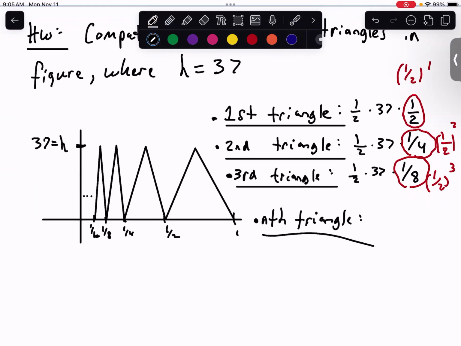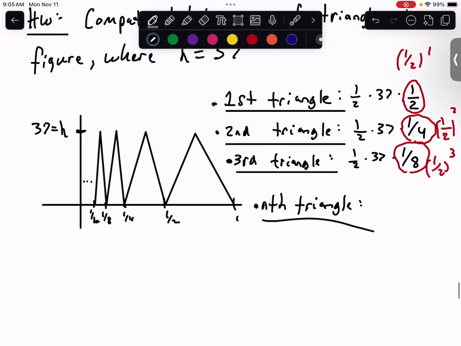And so you should be noting that the first triangle, the base was 1/2. The second triangle, the base was 1/2 squared. The third triangle, the base was 1/2 cubed. So the 3 here corresponds to the 3 here. The 2 here corresponds to the 2 here. So you should note that the area of the nth triangle is just going to be 1/2 times 37 times 1/2 to the nth power.